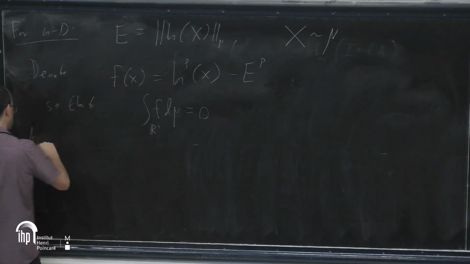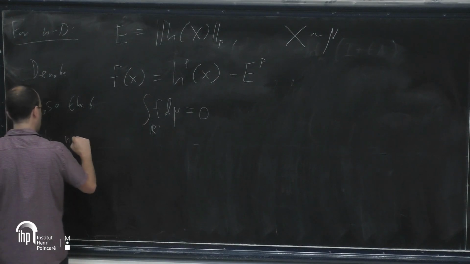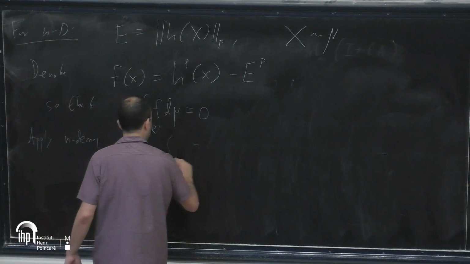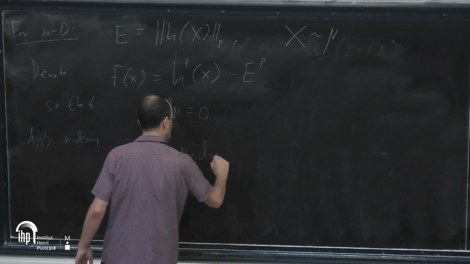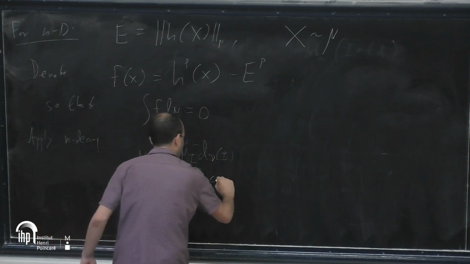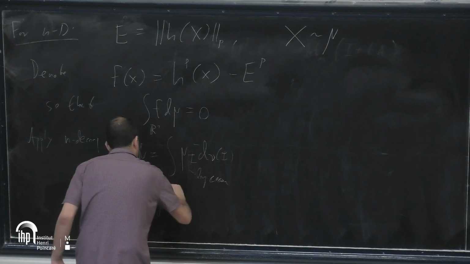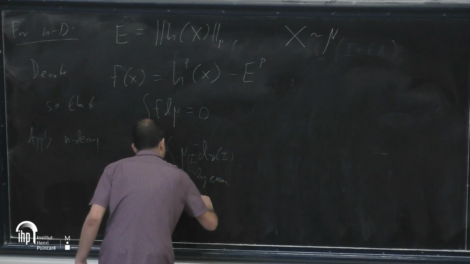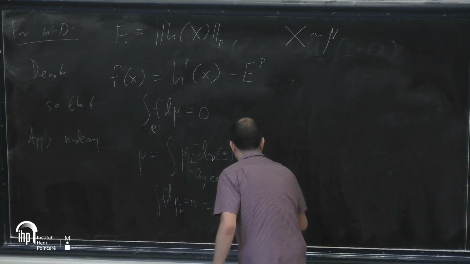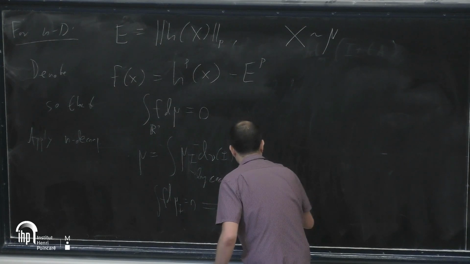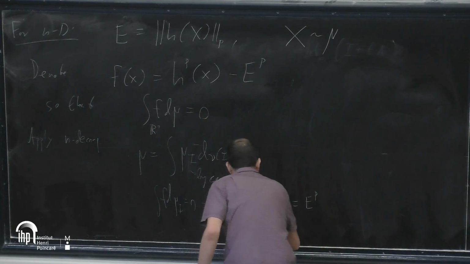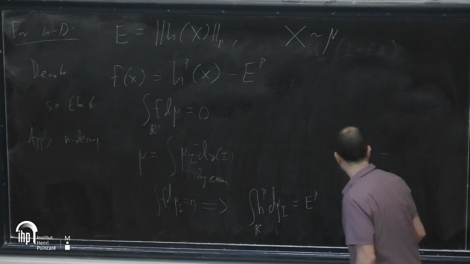Apply needle decomposition. So we know that mu would be the average of some measures mu_i, which are, again, log concave. And we know that the integral of f d mu_i is 0. Integral of f d mu_i being 0 means that the integral of h to the p d mu_i is again E to the p. Okay, so on mu_i we have the same LP norm.